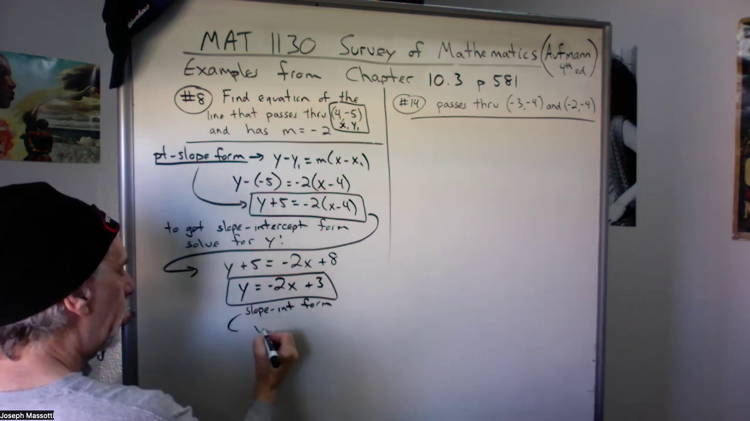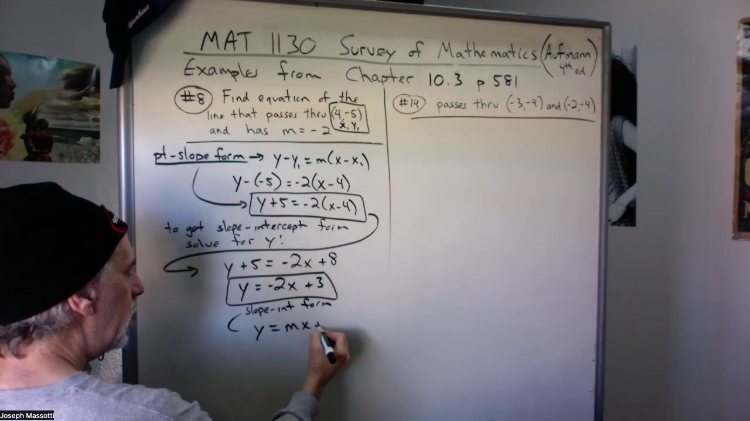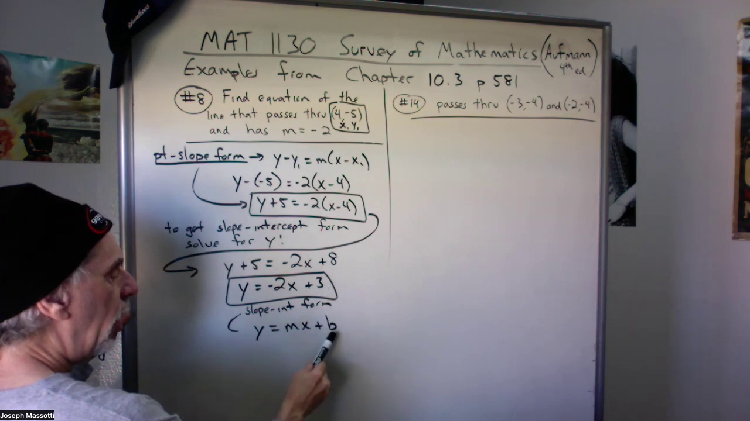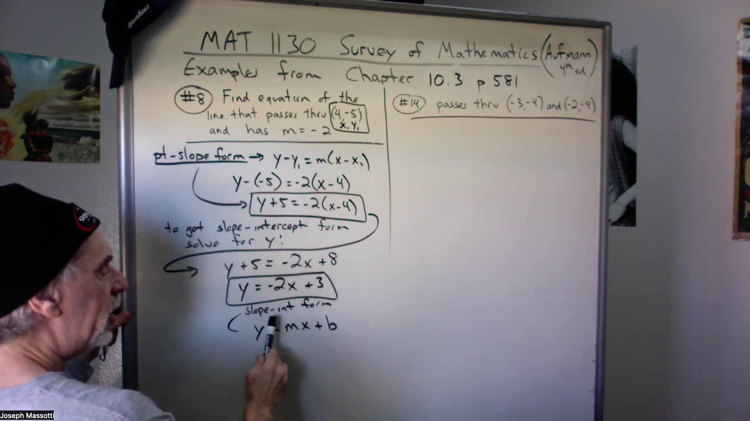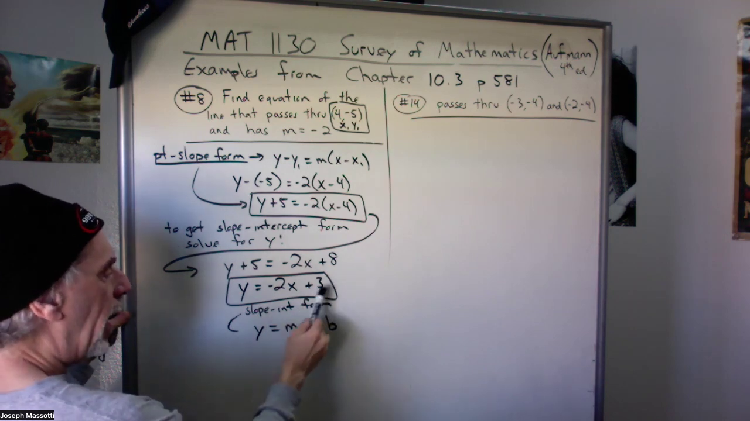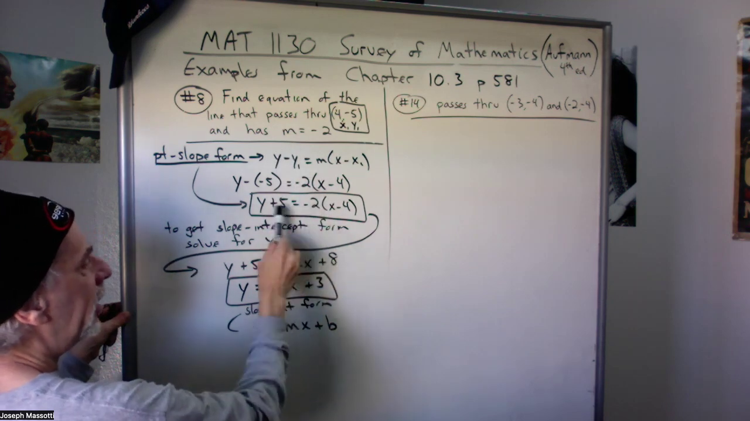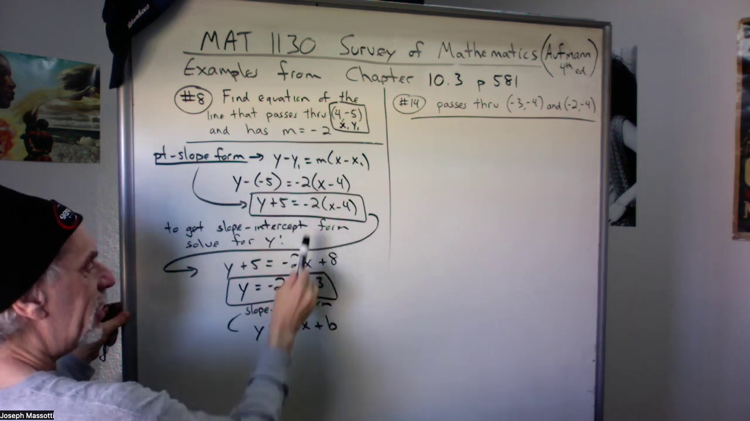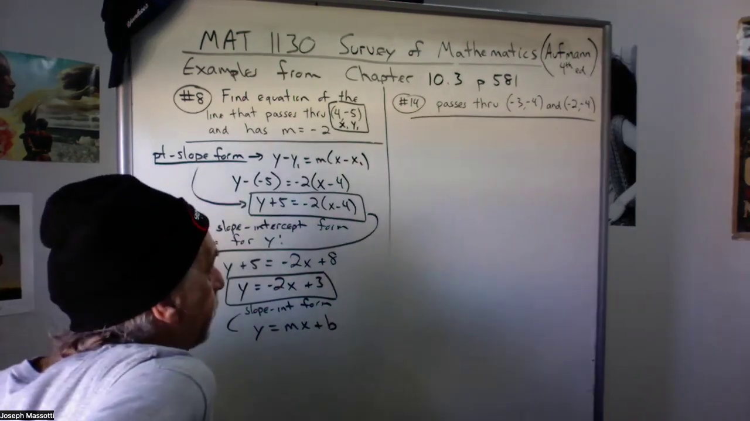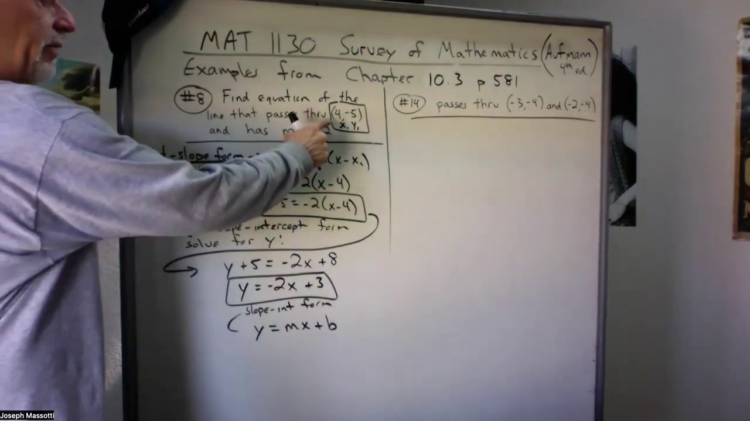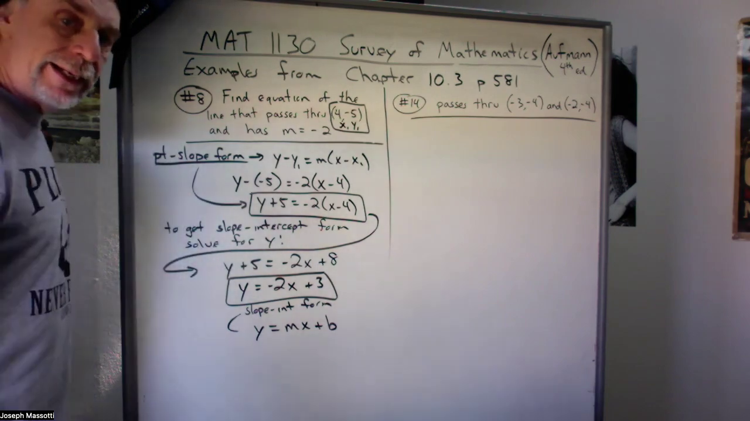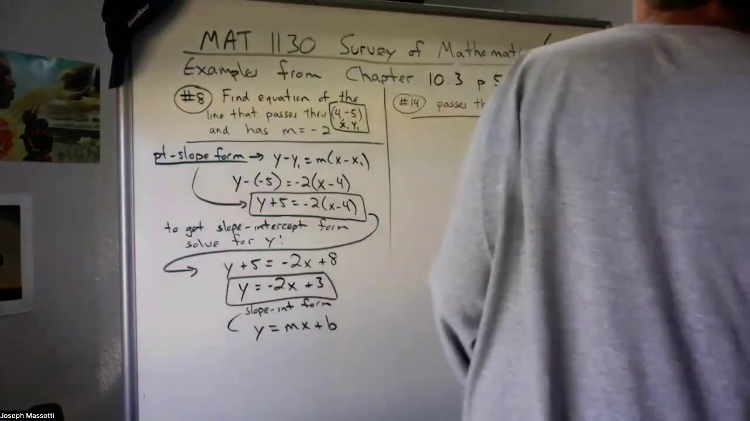Remember, slope intercept form is mx plus b, where m is the slope and b is the y value of the y-intercept, which is why we call it slope intercept form. So in this case, 0, 3 would be the y-intercept of this equation. This equation is the same as this equation. Point slope form, slope intercept form. Okay? So this is the case where we're given a point and the slope. We start with point slope form, we solve for y to get slope intercept form.